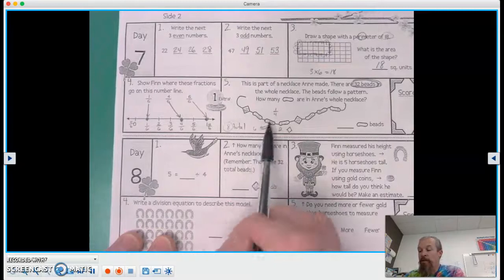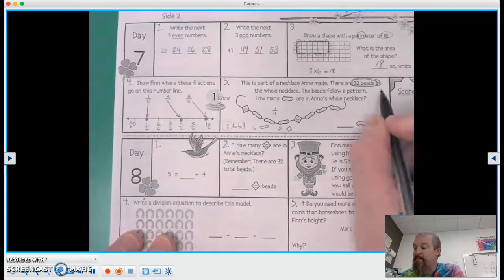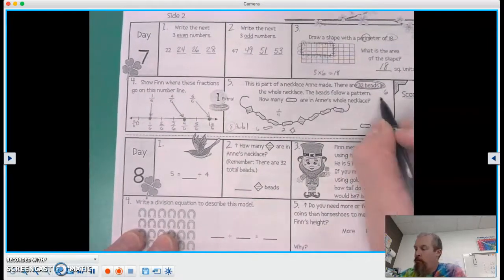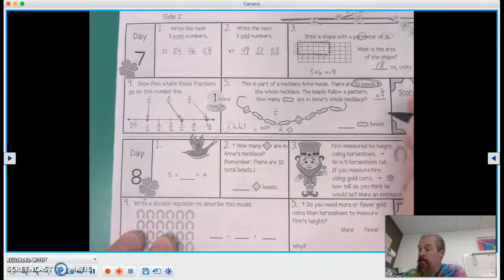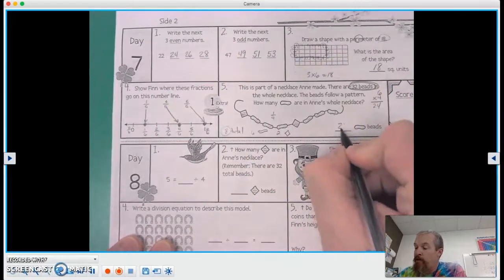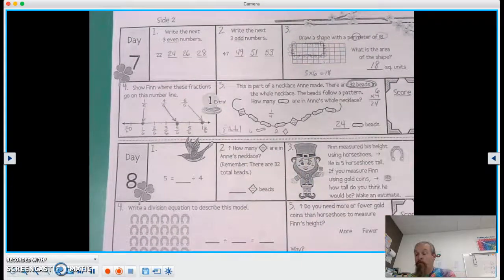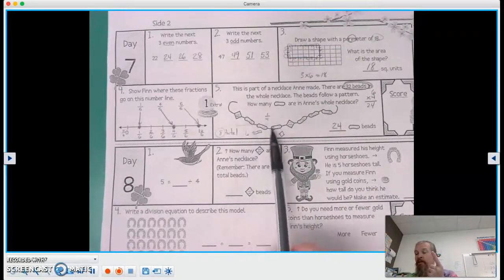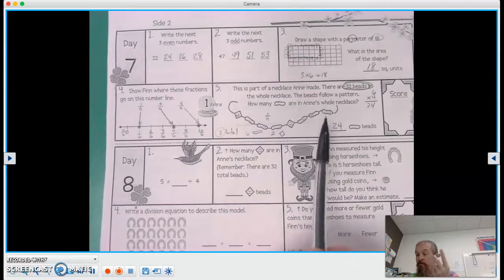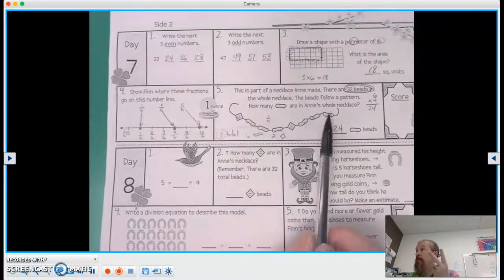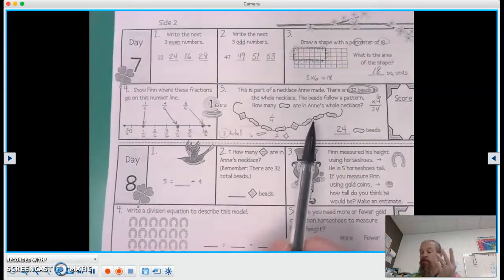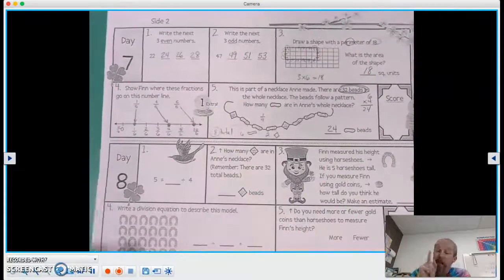So if this one has 1, 2, 3, 4, 5, 6 of those noodly looking ones, we can multiply that times 4 sections of the necklace. 6 times 4 is 24, and that would give us 24 beads. So if we counted this 4 times, we go 1, 2, 3, 4, 5, 6, 7, 8, 9, 10, 11, 12. That's 2 times through. 13, 14, 15, 16, 17, 18 is 3 times. 19, 20, 21, 22, 23, 24 is 4 times. We have 24 of those beads. That was a tricky one.